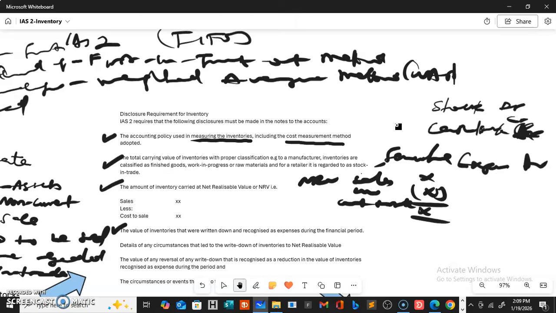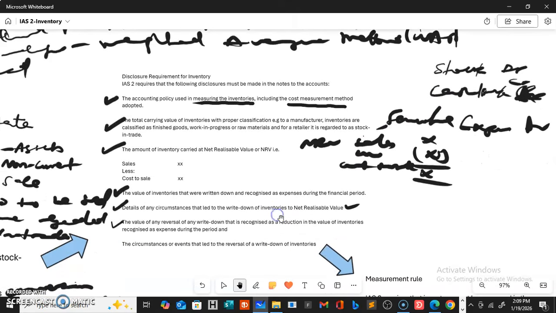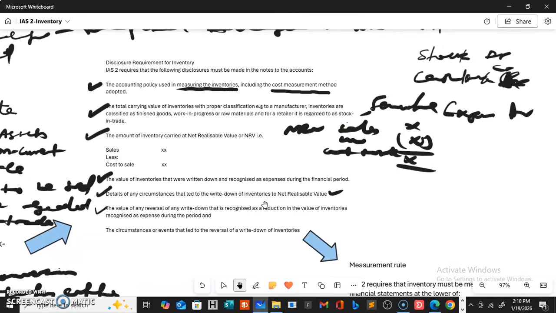The next one is that you are required to provide details of any circumstances that led to the write down of inventories to net realizable value. And the next one is the value of any reversal of any write down that is recognized as a reduction in the value of inventories recognized as expense during the period, and also the circumstances or events that led to the reversal of a write down of inventory.